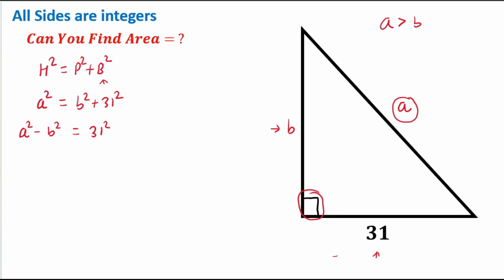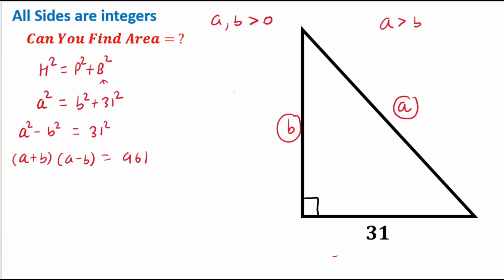In the left hand side we have the difference of two squares, that is A plus B times A minus B, and this equals 31 square, which is 961. A and B represent side lengths of this right angle triangle. It means A and B both are greater than 0.